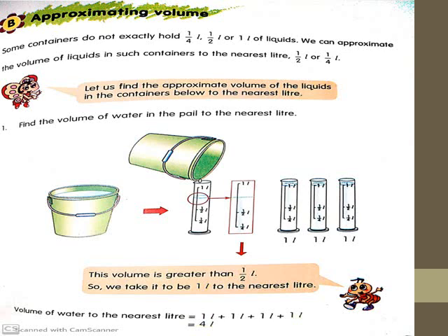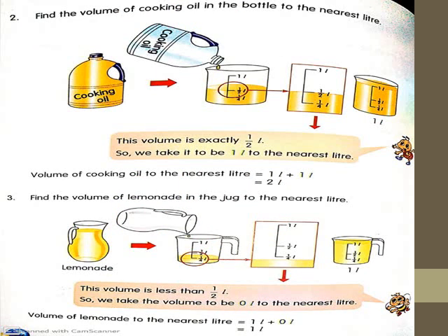Let's have some more examples. Here we have cooking oil, and we find the volume of cooking oil in the bottle to the nearest liter. When you put in the cooking oil, you will see that the first beaker has the full 1 liter. It's exactly 1 liter, and when you put in the second one, it's exactly half liter. But you cannot say 1.5 liter, because the question says you have to approximate it to the nearest liter.